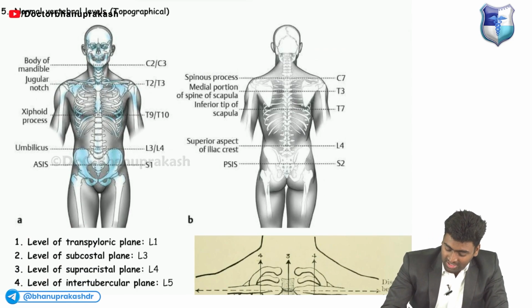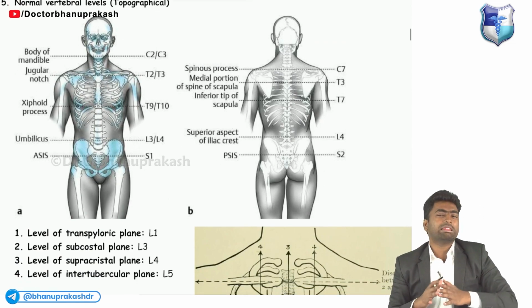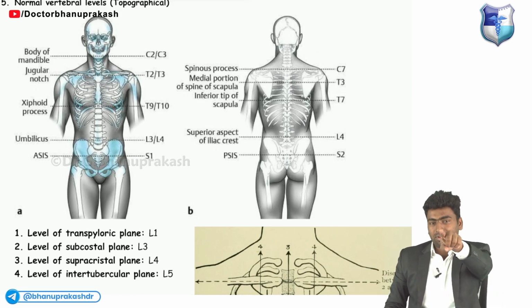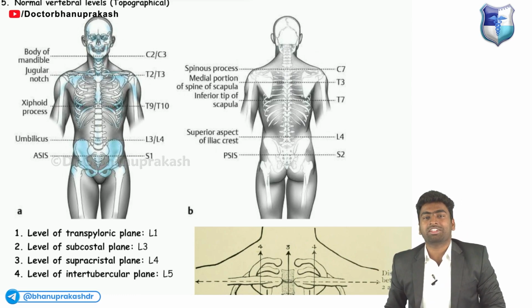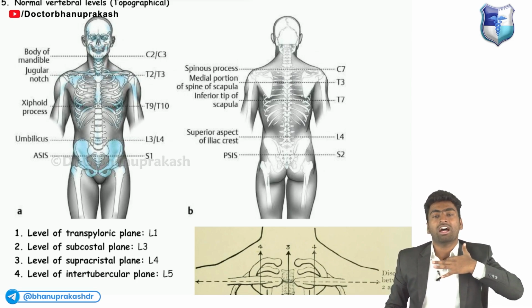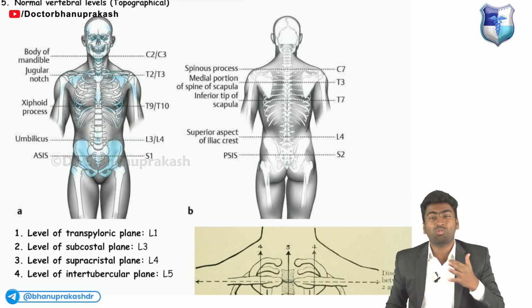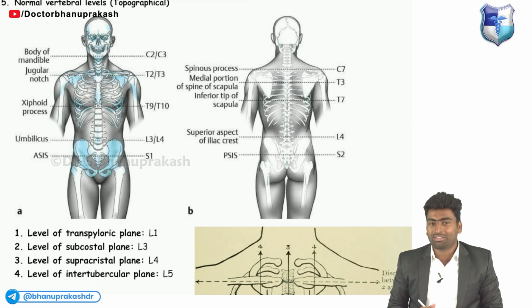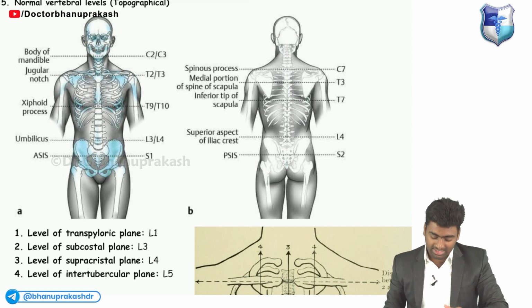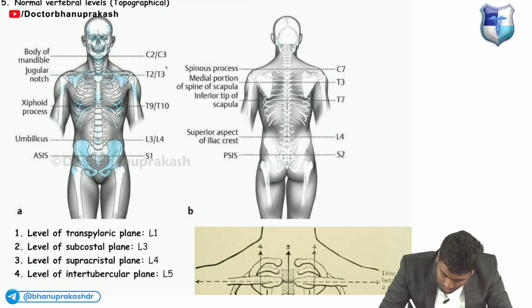Okay, let us move ahead. Recently they ask questions where they point to some point on your body in the examination. For example, they will keep a finger or arrow around the jugular notch and ask you at which vertebral level this point lies. Remember, the jugular notch lies at the level of T2 to T3.